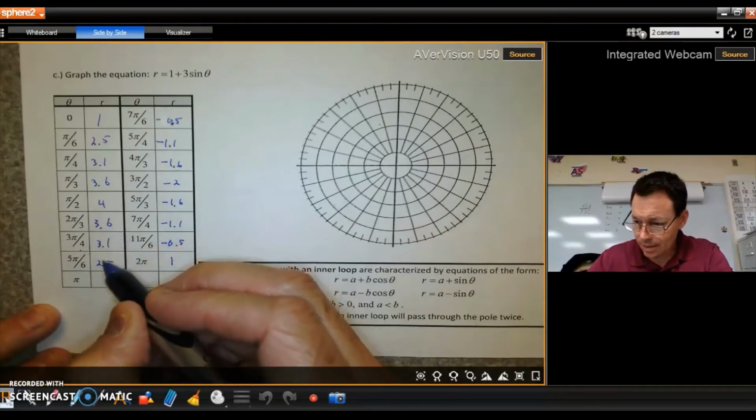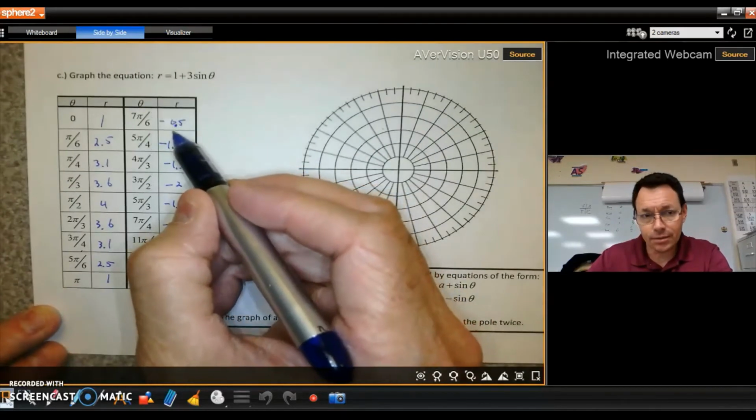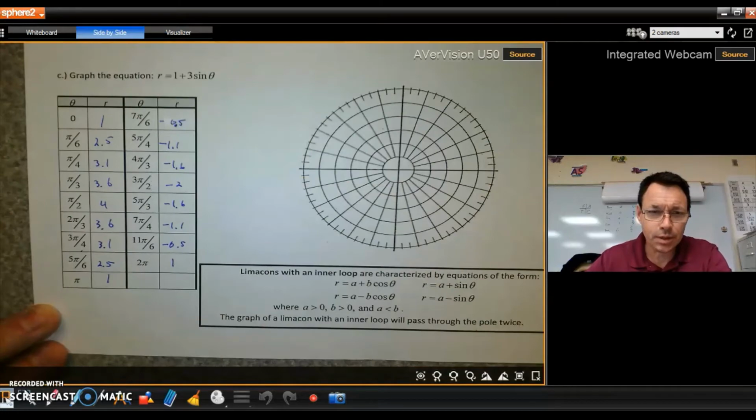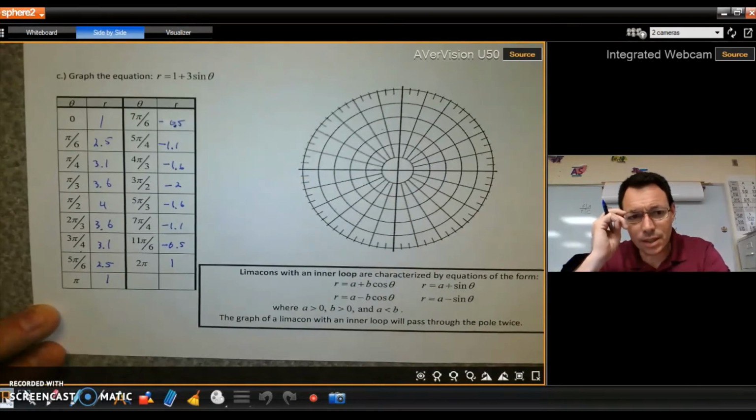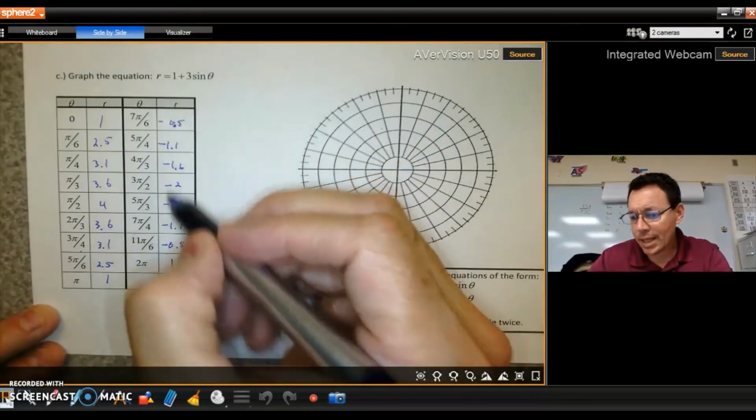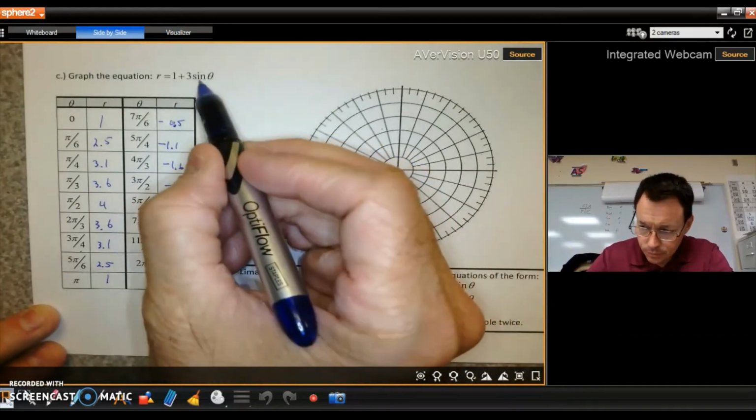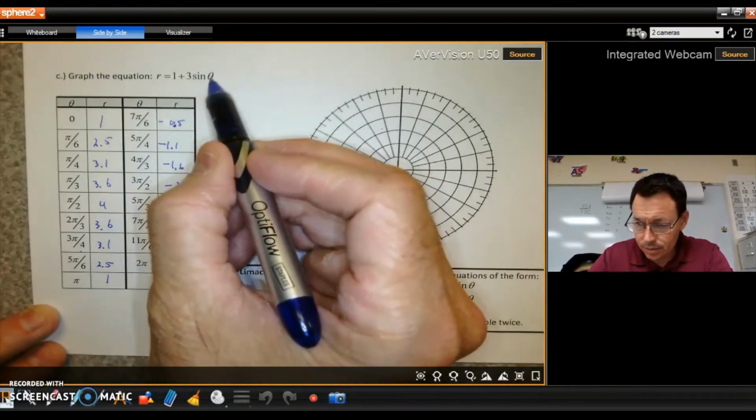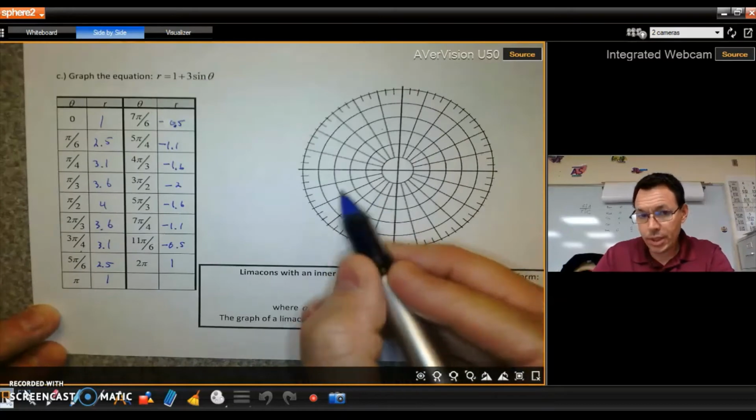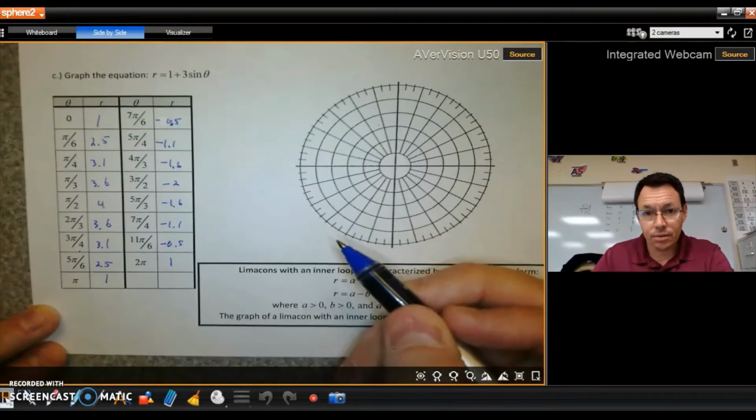Numbers start going down, and then they turn negative. Okay, that didn't happen on the last one. So let's take a look at this and see what's happening. Why are we getting negative values? Well, when you take the sine of an angle in quadrant 3, you're going to get a negative value.